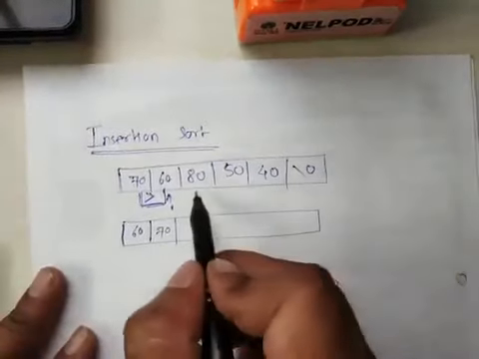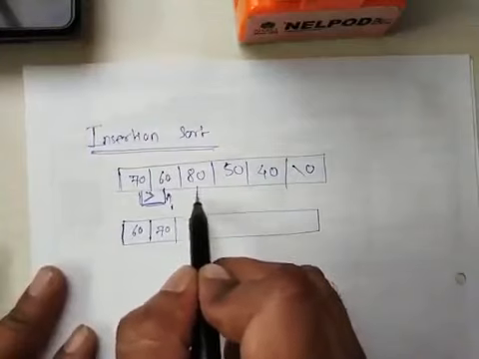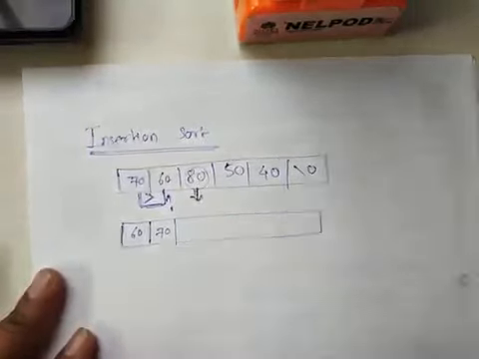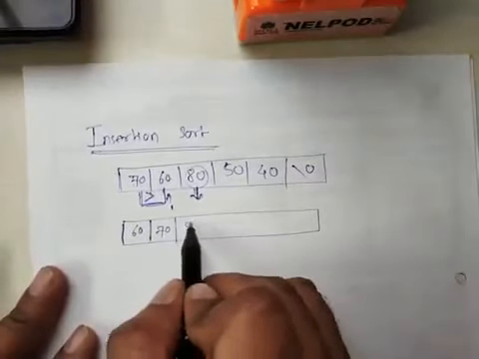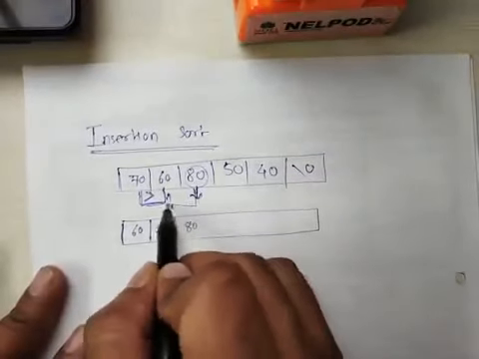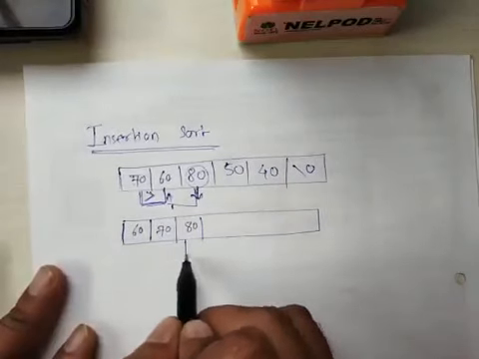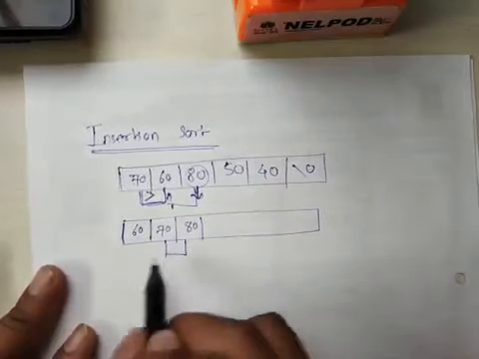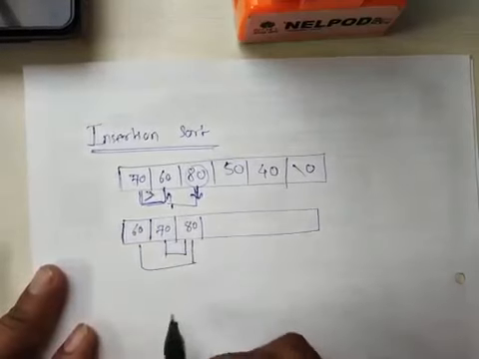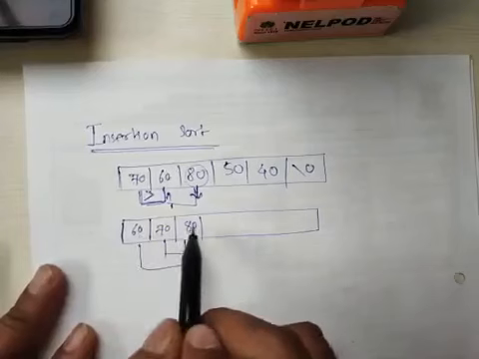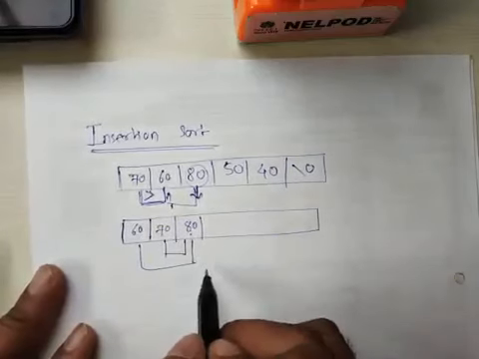Next we are going to insert a new element, that is 80. This 80 is going to be compared with 70 and then 60. We find that 80 is greater than 70 and 60, so it stays in its proper position.